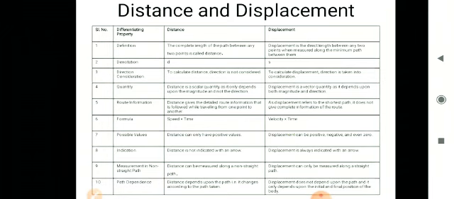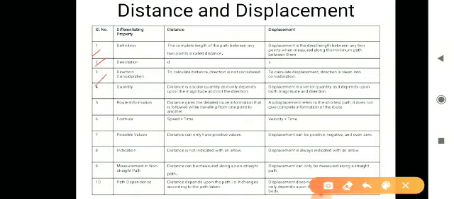Now, let us differentiate between distance and displacement. So, first let us see the definition. The complete length of the path between any two points is called a distance. Displacement is the direct length between any two points when measured along the minimum path between them. Denotation, or how is it denoted? Distance is denoted by the small letter d, and displacement by small letter s.